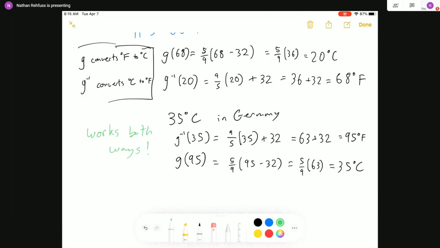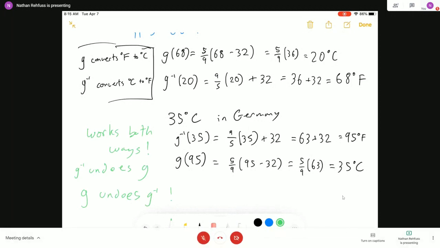So G inverse undoes G, and G undoes G inverse. These always go together. If G inverse undoes G, then G undoes G inverse. In other words, I'm not really going to say G inverse is the function that undoes G, I'm going to say these two functions undo each other. So inverse functions always come in pairs. The inverse of your inverse is the original function.